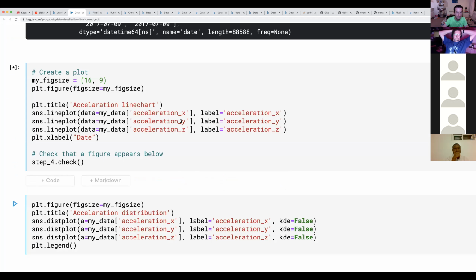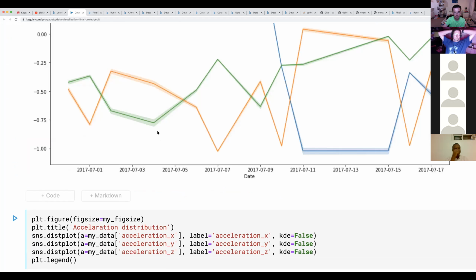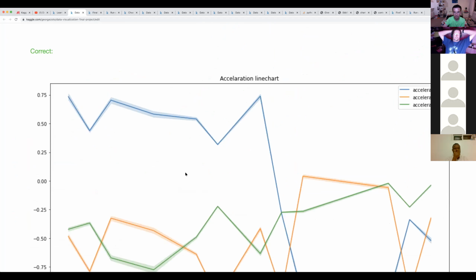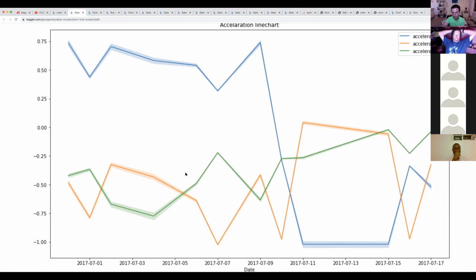Then what I wanted to look at is how acceleration looks for the different axes. So this is a line chart, and I wanted to see how things look in terms of just acceleration. The higher the value, the more acceleration it is. So in this case, in the X dimension, all of a sudden here you have lower ones.